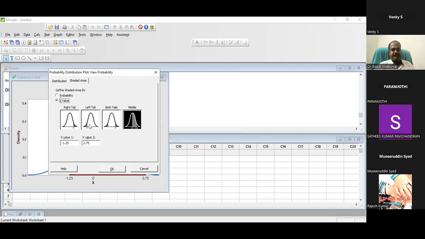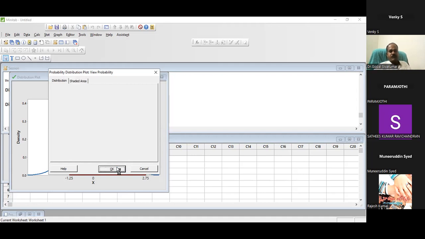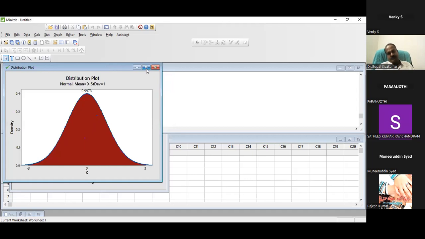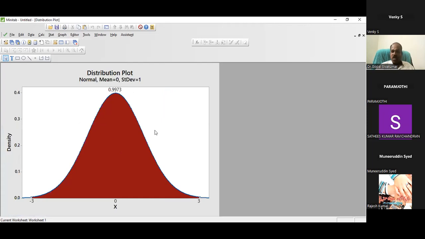So, shaded area. Now let me give a point here and check whether you can answer this. What will be the area now between -3 and +3? 99.7. Can you see here the answer 99.73? Is it visible? Yes. That means you learned well, right?